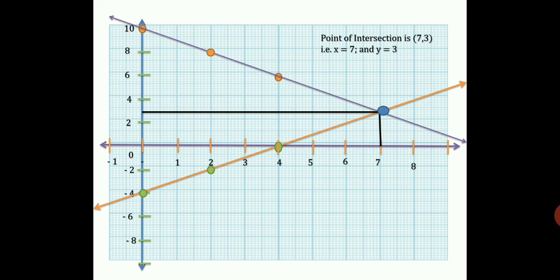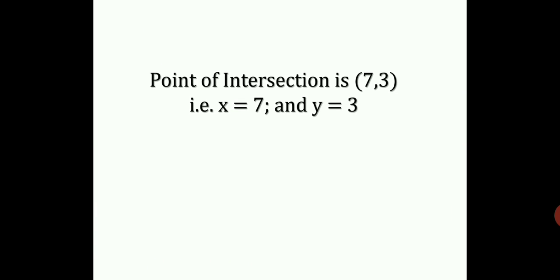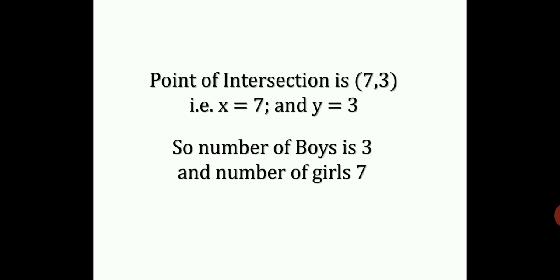This point of intersection is the solution of the equations. That means this is the solution of our example. The point of intersection is (7, 3), so the value of x is 7 and the value of y is 3. The value of x is the number of girls and the value of y is the number of boys. So the number of boys is 3 and the number of girls is 7. This satisfies both conditions: the total is 10 and the number of girls is 4 more than the number of boys.